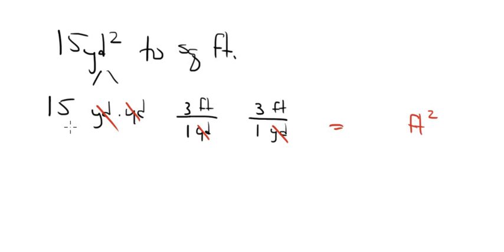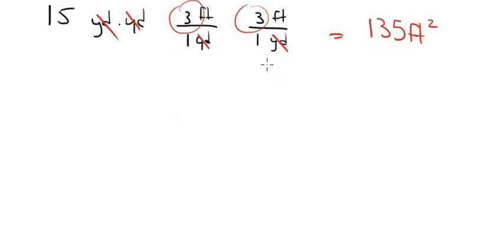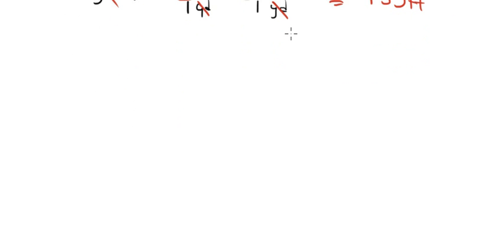And then we just do our math. 15 times 3 times 3, and that's 135. So our answer is 135 feet squared. Times 3 times 3 right there. Yeah, that was a practice set. Okay, so we'll have a problem like that.